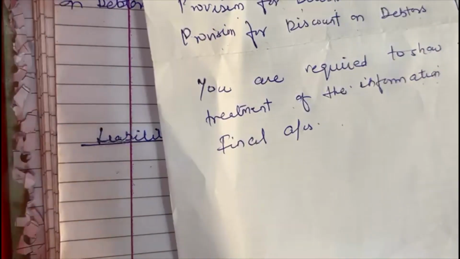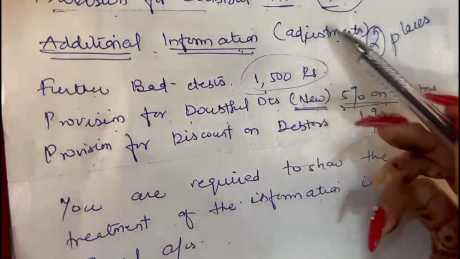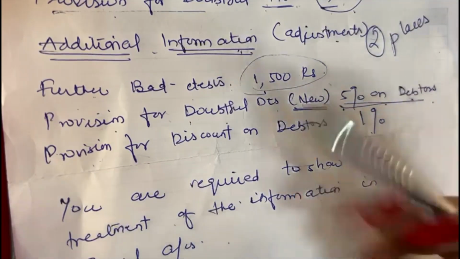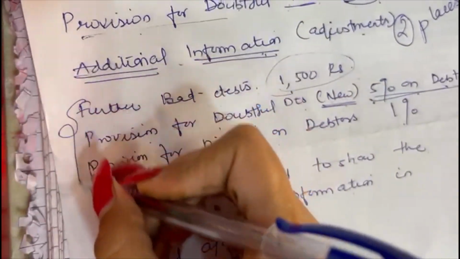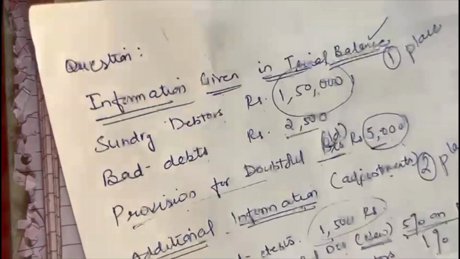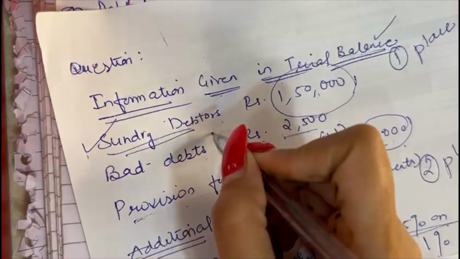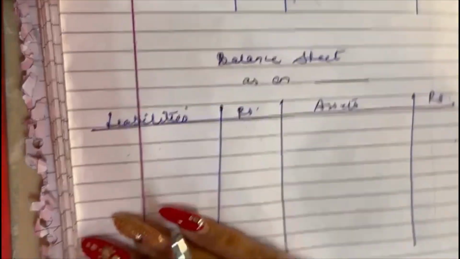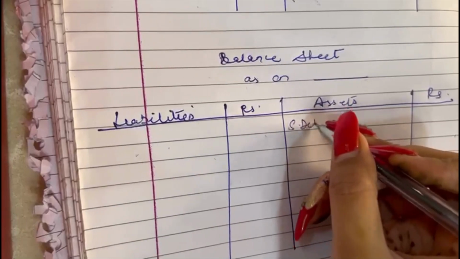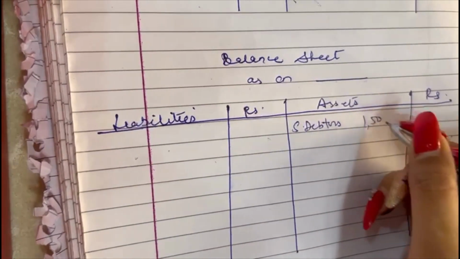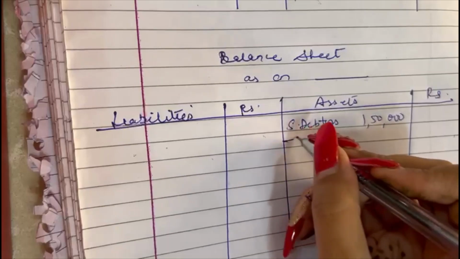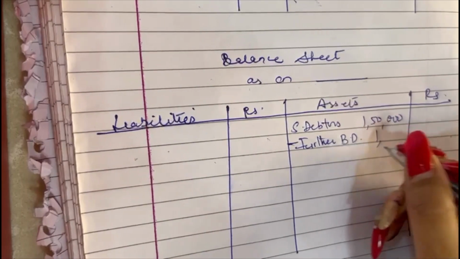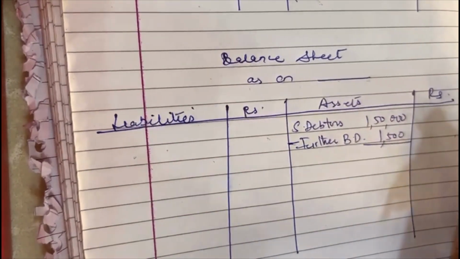As we know that जो भी information आपको adjustment में given है वो दो जगह पर appear होती है. So we need to show this information in the balance sheet also. And इसके अलावा अभी तक sundry debtors हमने कहीं पर भी show नहीं किया है. It will also come to the balance sheet on the asset side. First of all, we will write sundry debtors 1,50,000 rupees less further bad debts 1,500 रुपए. We can make a total here.